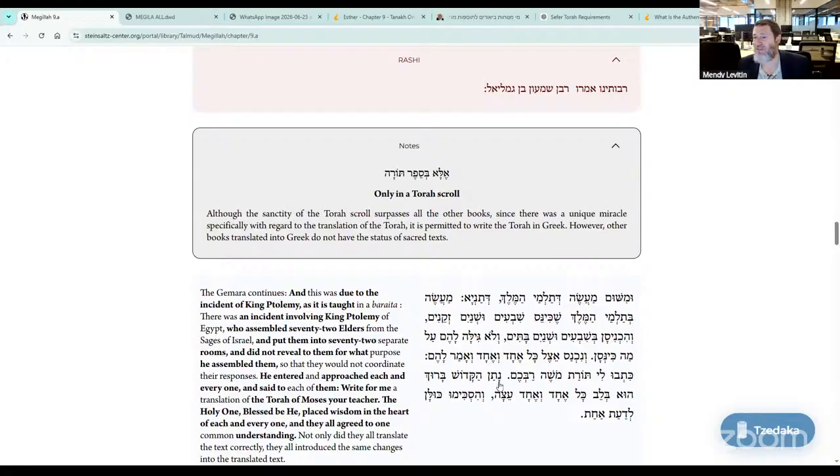The problem is that there were 72 rabbis in 72 different rooms. So how could they change things or adjust things to be understood properly without literally translating it and not making a fool out of themselves? Because if they would come out with 72 different versions of the Torah, Talmud HaMelech would know that they're not being honest.